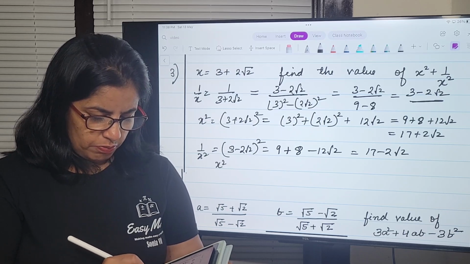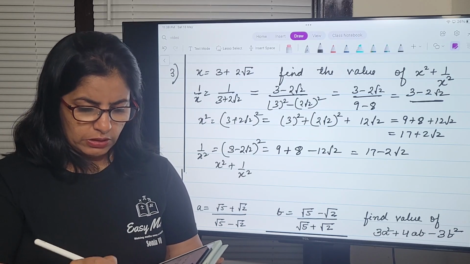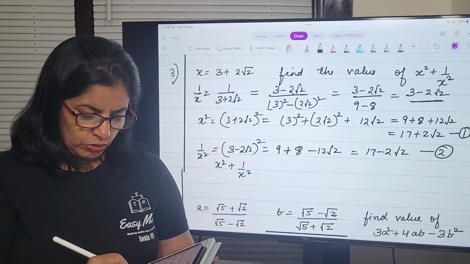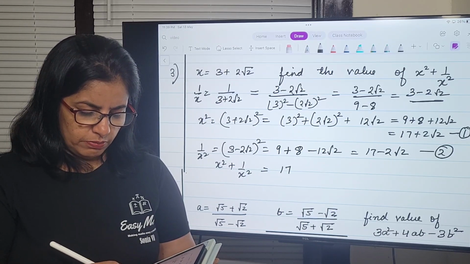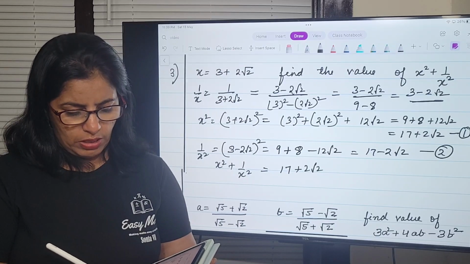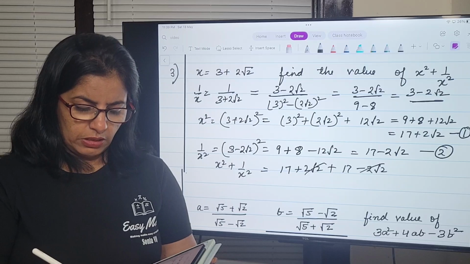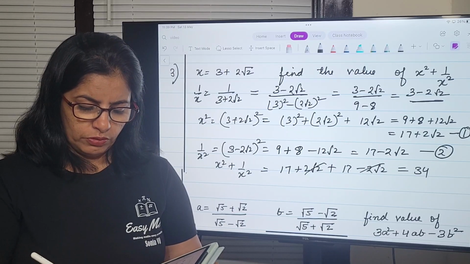Now x square plus 1 upon x square. This is adding the first and the second equation. You get 17 plus 12 root 2 and 17 minus 12 root 2. These two get cancelled and you get 34. This is your answer.